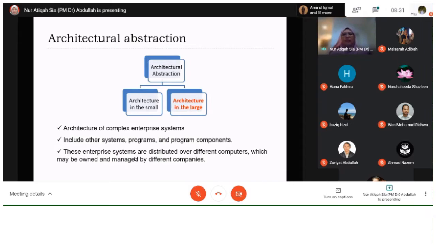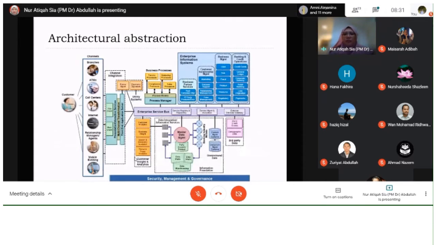So, for example, this one: we have an e-commerce enterprise system. So an enterprise system means it has an enterprise information system and it will communicate with many things. So this is an architectural abstraction in the large, meaning it's a very large enterprise system. So there are a lot of subsystems and other components and programs. That's why when we start to design, you might not have some idea what should be inside the components and so on. It needs you to study.